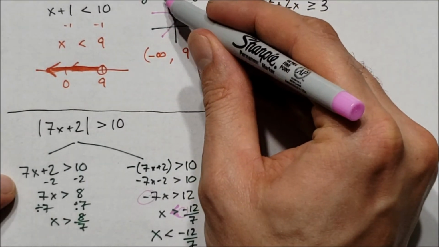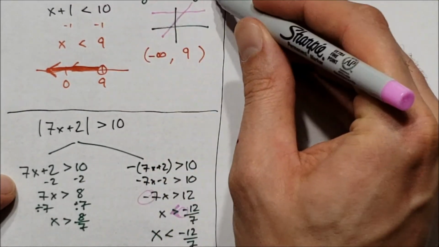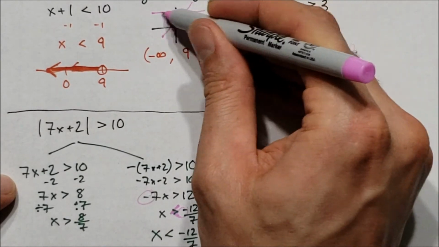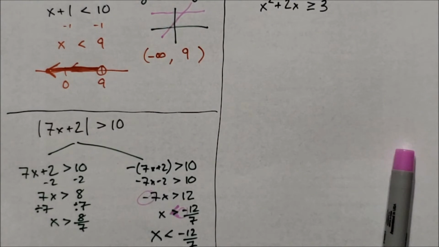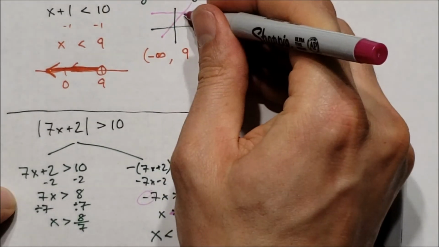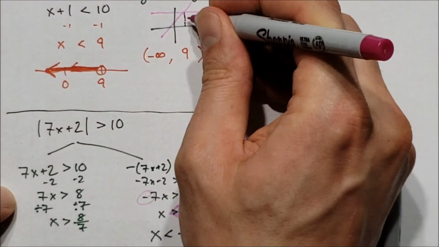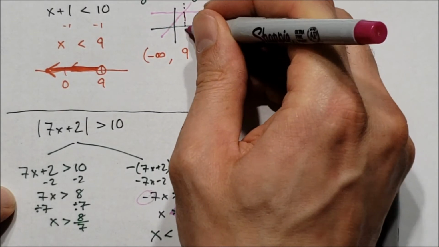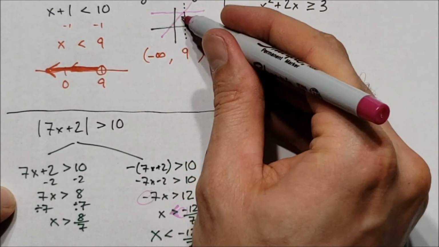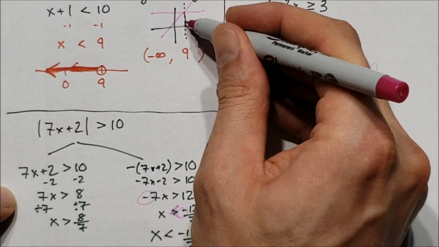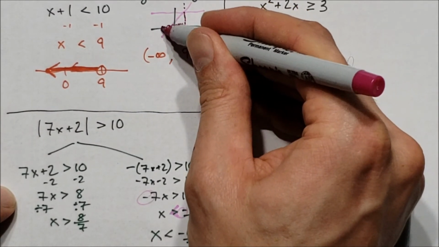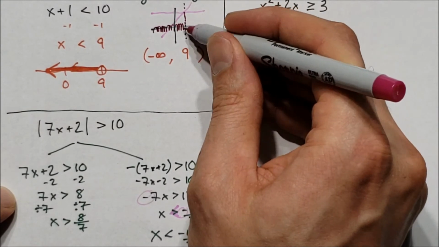Where is x plus 1 less than 10? Well, 10 is right here. Where is it less than? Well, here's our point of intersection. The x plus 1 is less than the 10 where it's below it. So in all of these x values, is it less than that?